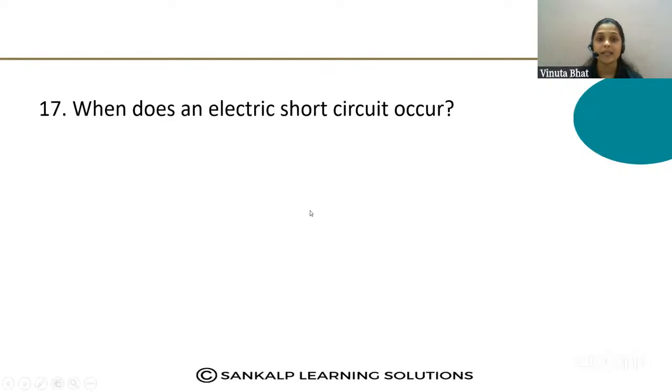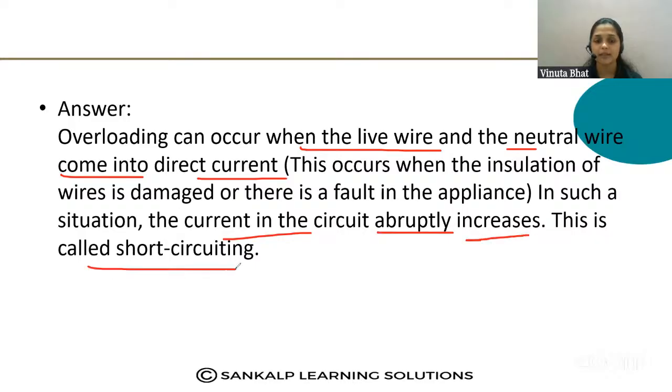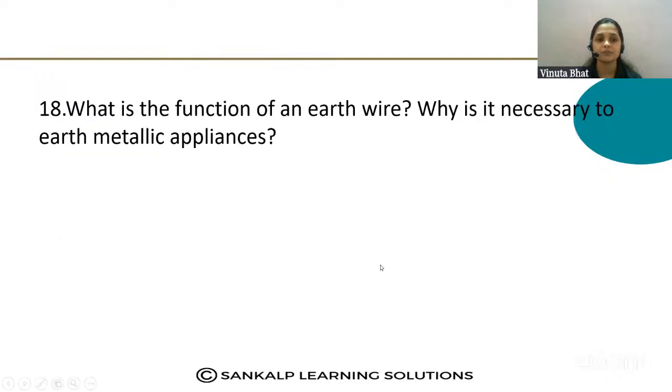When does an electric short circuit occur? Already we know the answer for this question. A short circuit can occur when the live wire and the neutral wire come into direct contact. In such situations, the current in the circuit abruptly increases. This is called short circuiting. So already we know the answer, we have already discussed it.